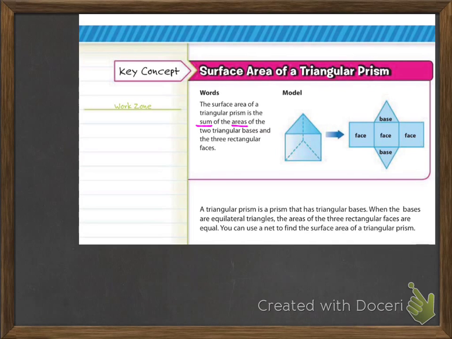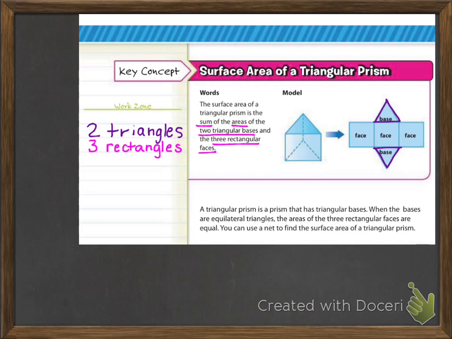Well, we know how to find the area of a triangle, also of a rectangle. But of the areas of the two triangular bases and the three rectangular faces. Okay, so you're looking for two triangles and you're looking for three rectangles. So you just want to make a little note of that out to the side.